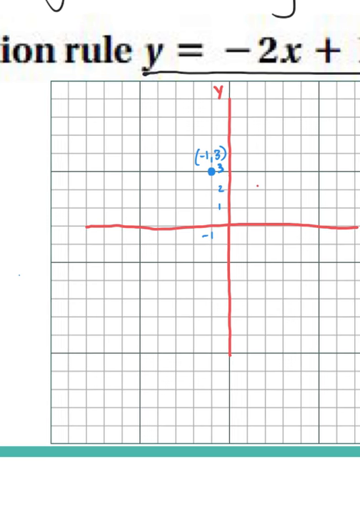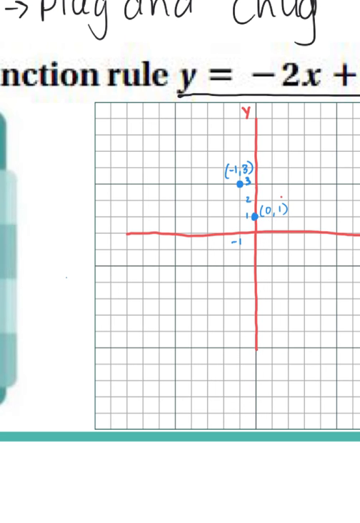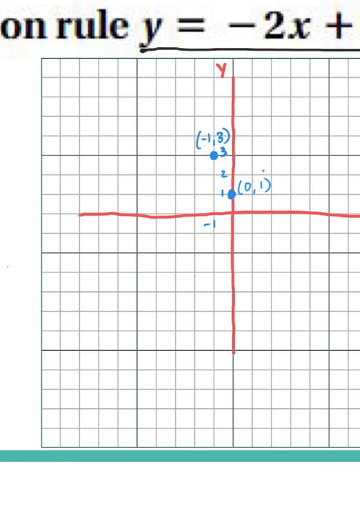Our next point is going to be 0, 1. So we're going to move to the left or right 0, so we're going to stay at the origin, and then we're only moving up 1. So this point is 0, 1. All right, next point, we're going to move to the right 1, and then we're going to move down 1. So this is 1 and then negative 1. So this is going to be our point, 1, negative 1.